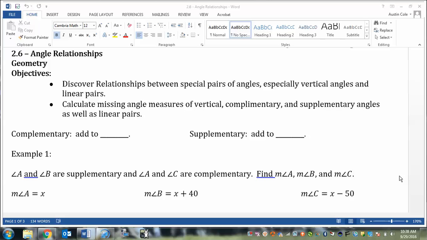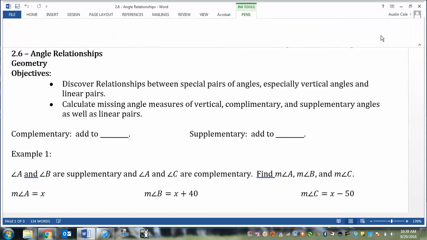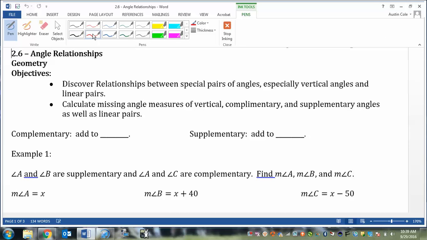Complementary, right? They're complementary angles. So complementary angles add up to 90 degrees. Supplementary angles add up to 180. So if complementary adds up to 90, supplementary adds up to 180. Awesome.